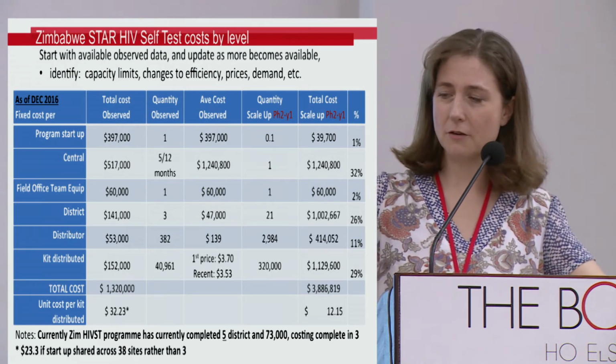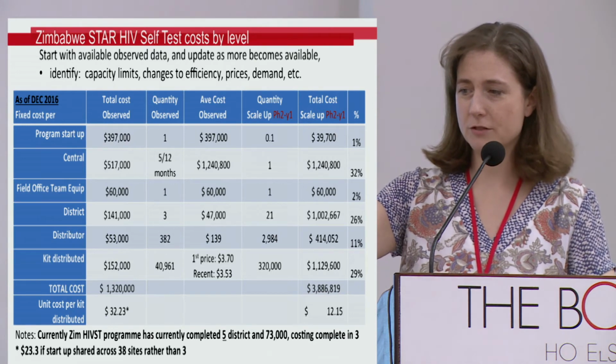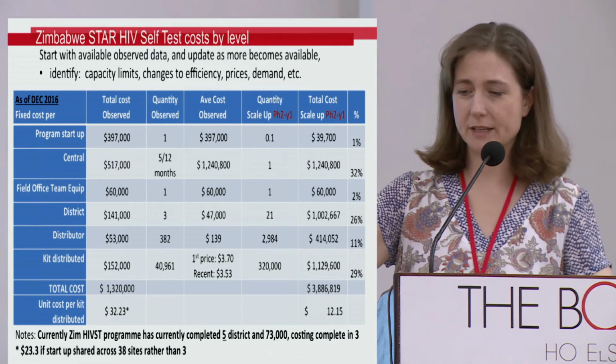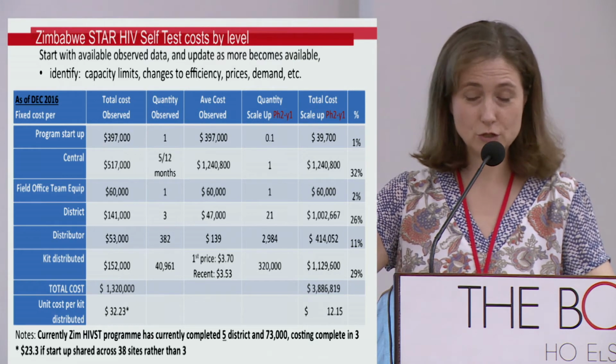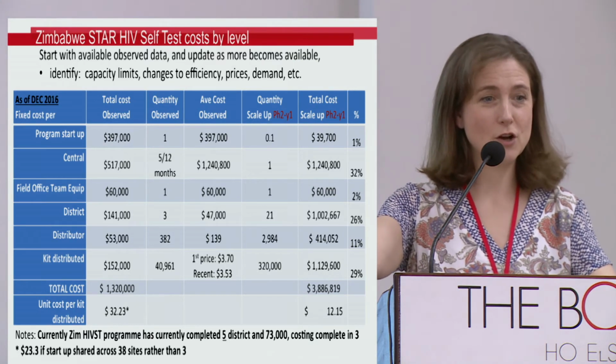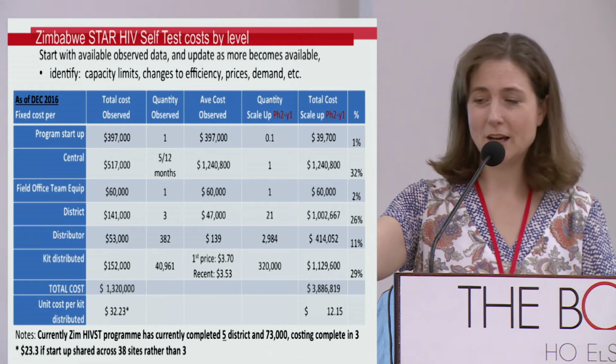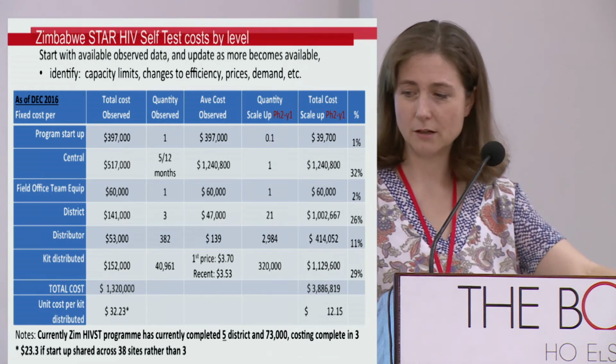So this is our first projection of our scale-up costs for phase 2, and you see a dramatic reduction in cost per kit distributed. So if you were to use our first unit cost in our projections, that would clearly not be correct at all.